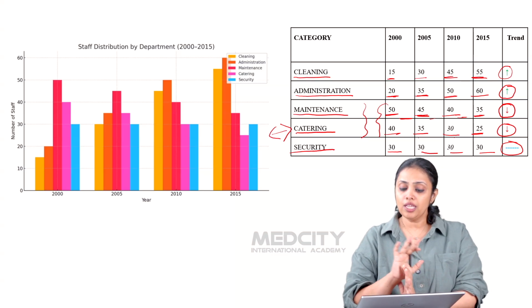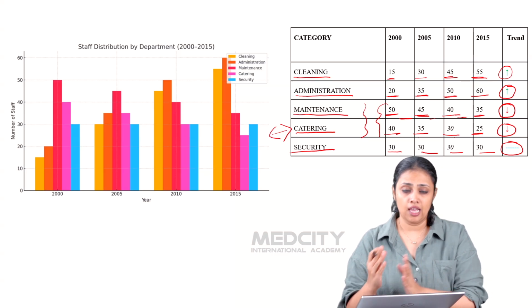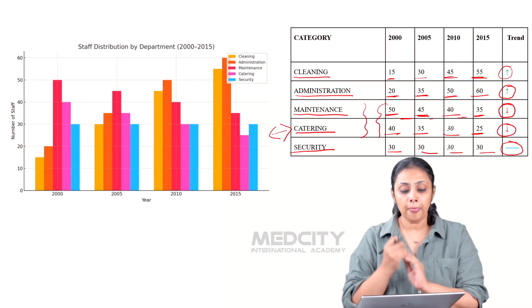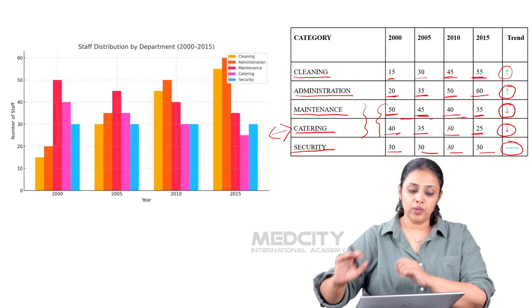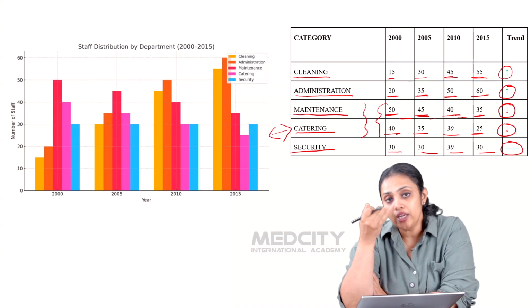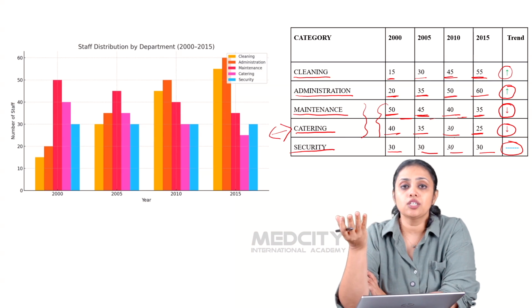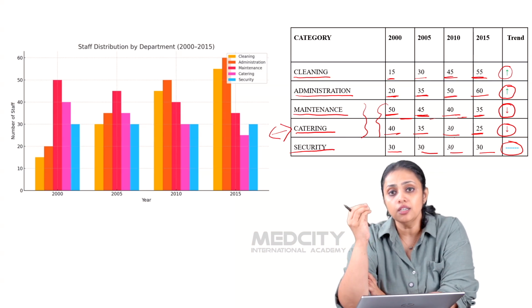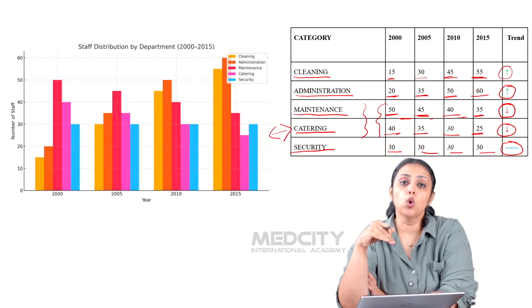Okay. Now that we have analyzed the changes, the trend, and the nature and magnitude of the trend, we can get into the report writing. So we know that in report writing, we need to have 4 different paragraphs. First is the introduction. The introduction is nothing but paraphrasing the given question. Then after the introduction, we have the overview.